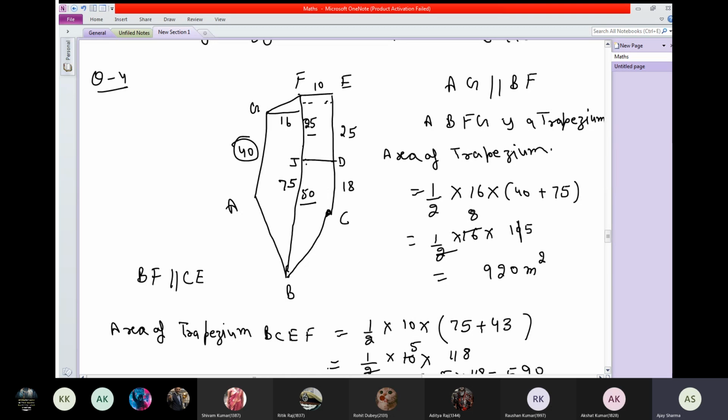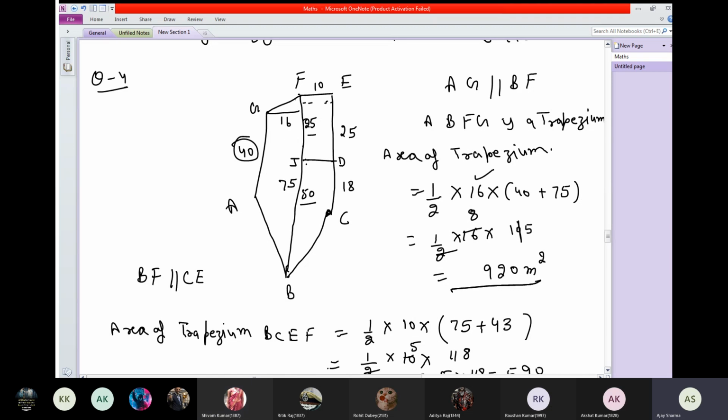Now apply the formula of the trapezium: 1 by 2 into height. Height is the distance between the parallel sides, that equals 16, multiplied by the sum of the parallel sides. One side is 40, another side is 75, and after solving you will get 920.